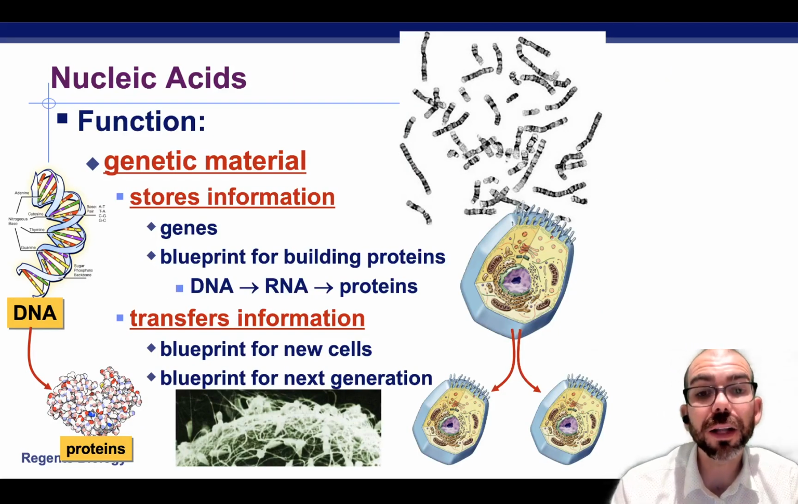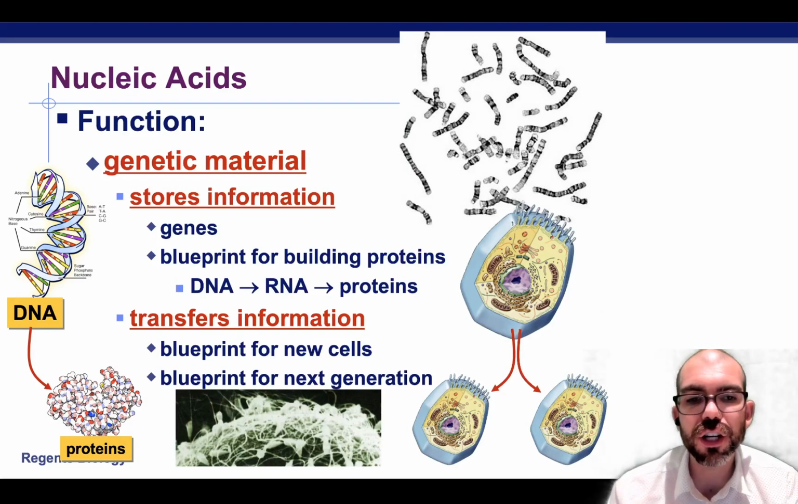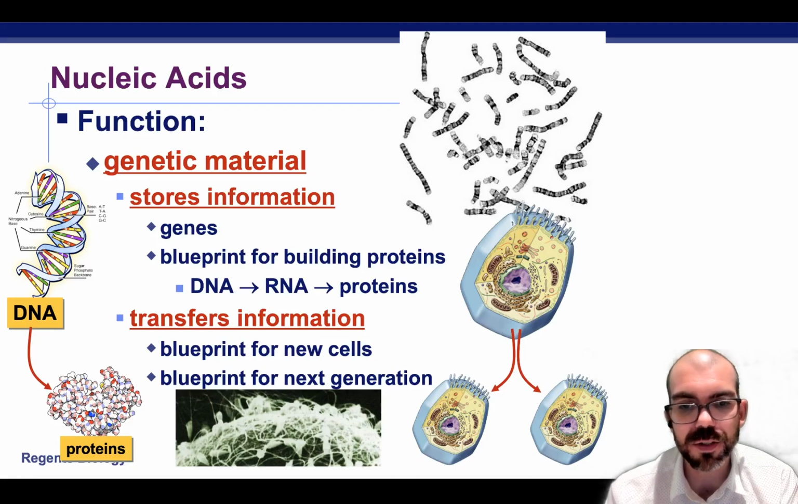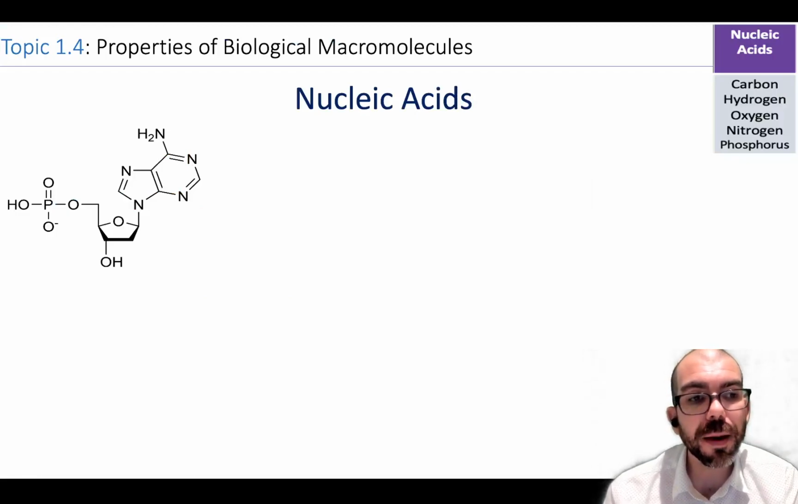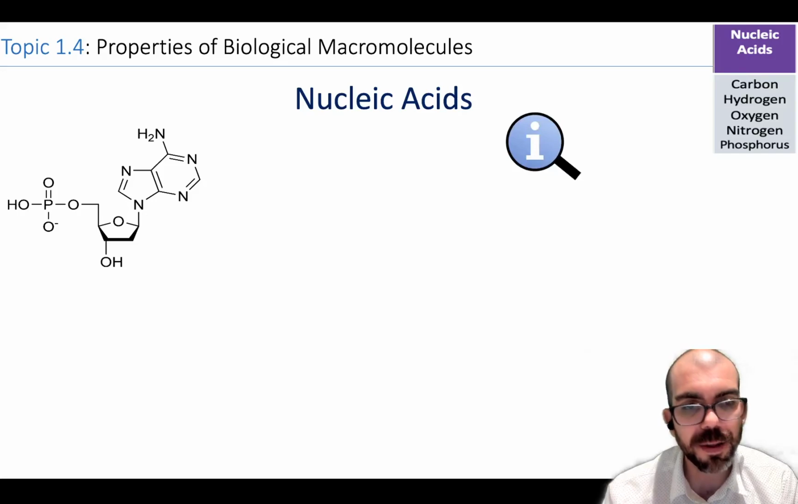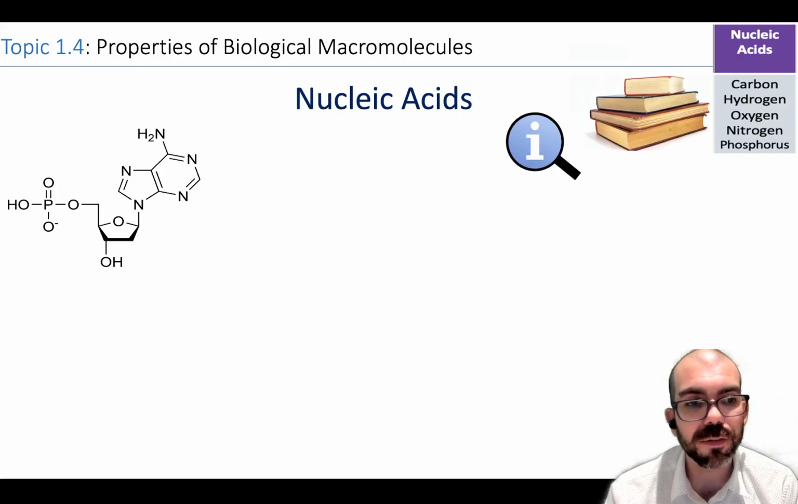So let's now look at nucleic acids. Nucleic acids are the genetic material for living systems. They store information and they're able to pass it down from generation to generation. Nucleic acids are made up of carbon, hydrogen, oxygen, nitrogen, and phosphorus. If you see phosphorus, that's your ticket to know that you are dealing with a nucleic acid. As I mentioned before, this is the molecule of information.